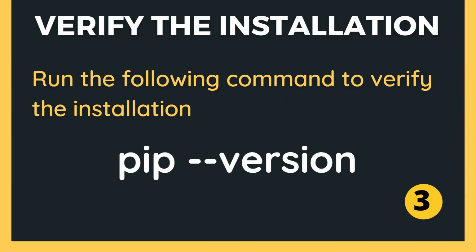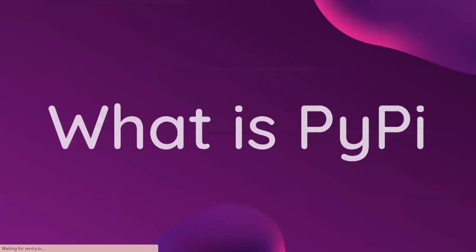Got it? There are only 3 simple steps: get the file, execute the file, and verify the pip installation. Very simple. Okay, so that's all. Finished. Now your pip installation is completed.